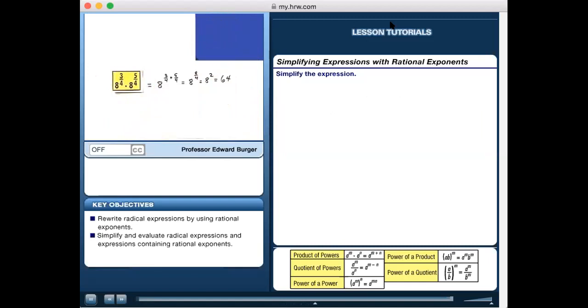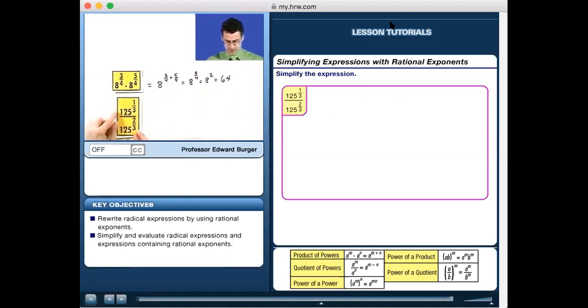Let's try another one, which I just dropped, sorry. Here we go. 125 to the 1/3 divided by 125 to the 2/3. What do we do here? Well, since we have the same base, we can write that common base. And since we're looking at a quotient, we can subtract the exponents. So I have 1/3 minus 2/3, which equals 125 to the negative 1/3.